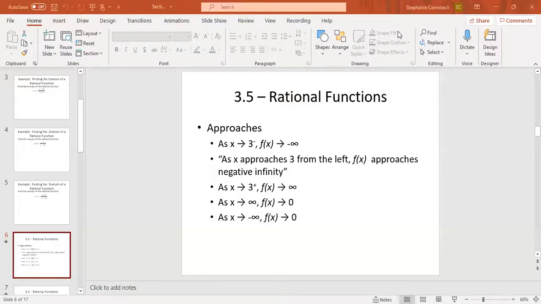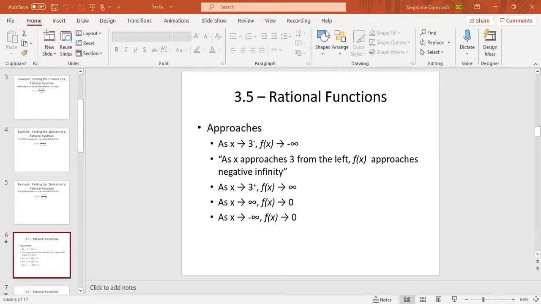So the next thing that we're going to talk about is approaches. And this is basically what the graph is doing as it goes either towards a particular value or out towards the edges of the graph. Now I'm going to rewrite this first one and put it with a picture so that you can see exactly what this statement is saying, okay?